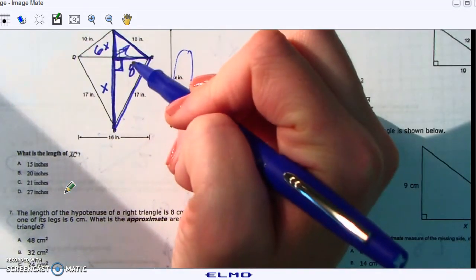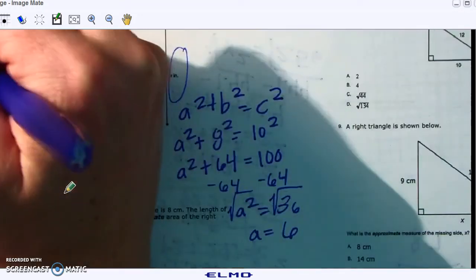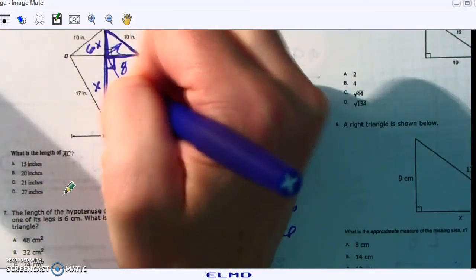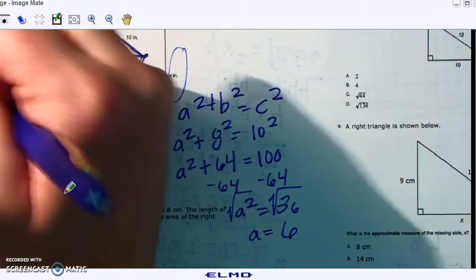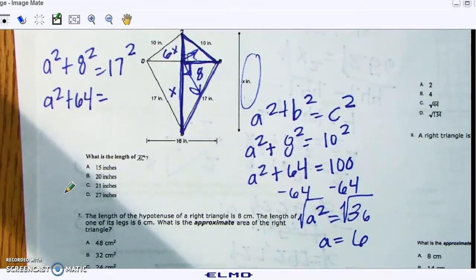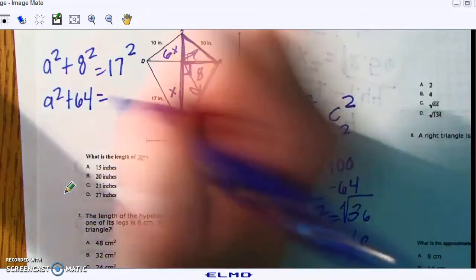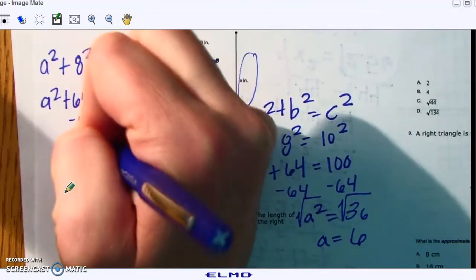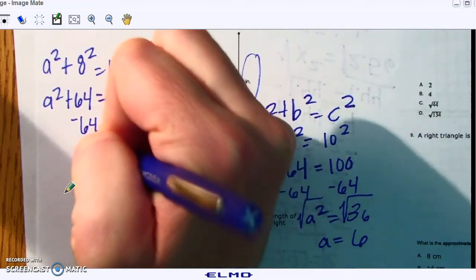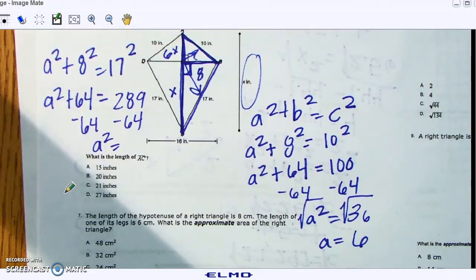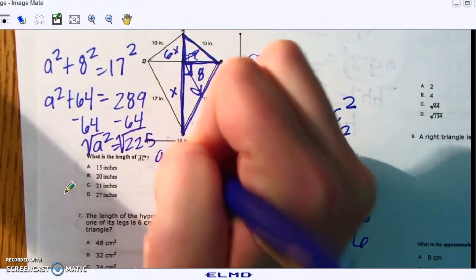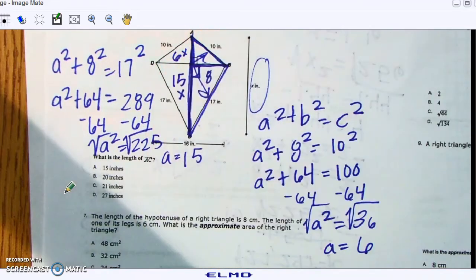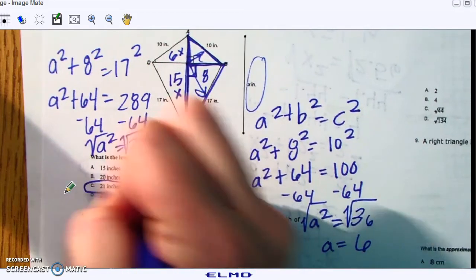So then I have 8 and 17 and x. So again, a squared plus 8 squared equals 17 squared. So a squared plus 64 is equal to, oop, I'm off the screen, sorry, 289. Subtract 64 from both sides. A squared is equal to 225, which means a is equal to 15. So this is 15. So then 15 plus 6 is 21 inches.